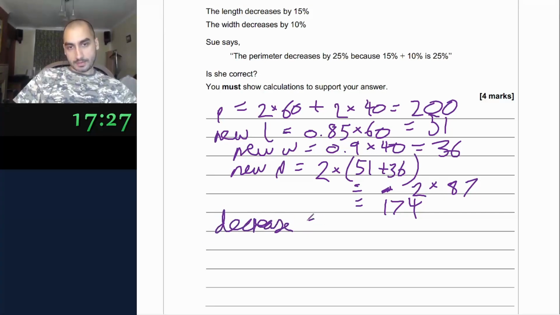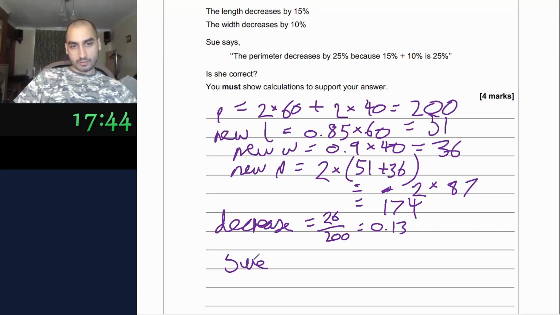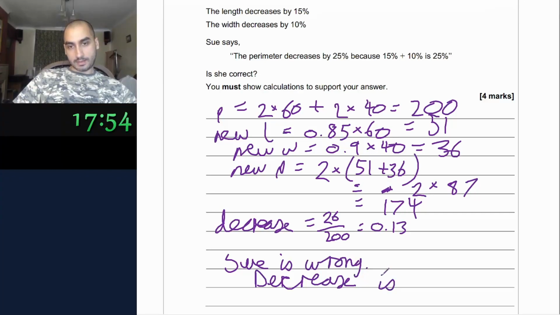Decrease equals 26 out of 200, which is 0.13. Okay. So she is wrong. The decrease is actually 13%.